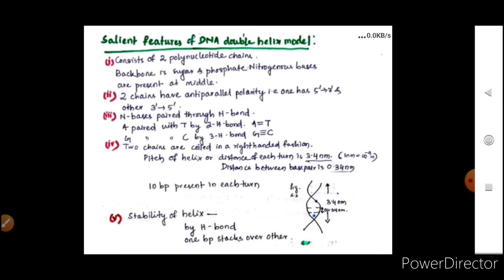Now the two chains have anti-parallel polarity. That means if one runs 5' to 3', the other will run from 3' to 5'. Now the nitrogenous bases are paired with the help of hydrogen bonds. The bases in the two strands are paired through hydrogen bonds, forming base pairs.